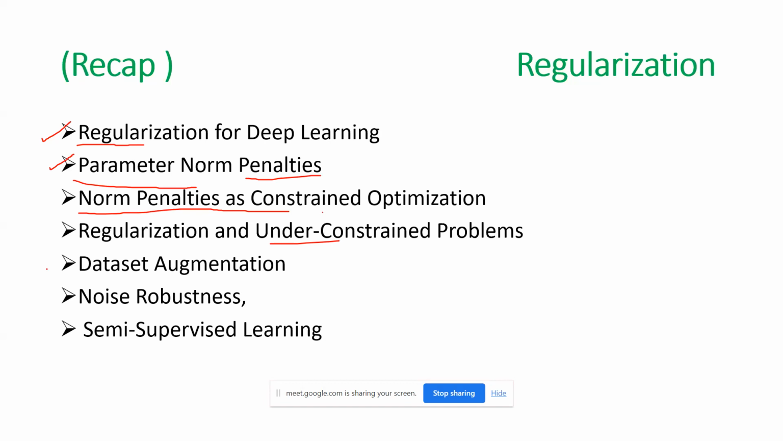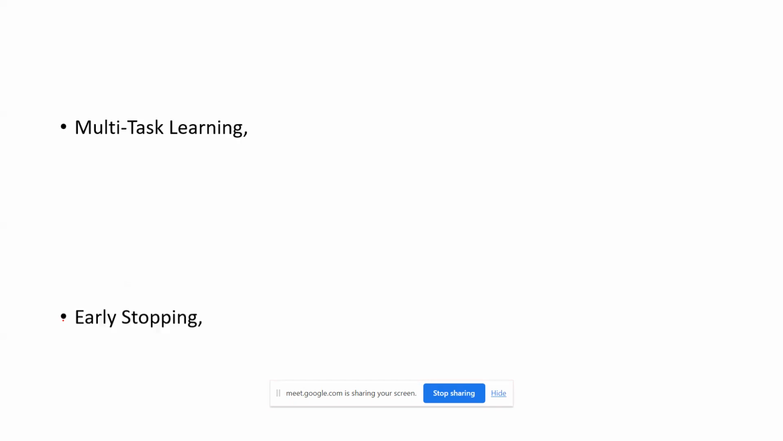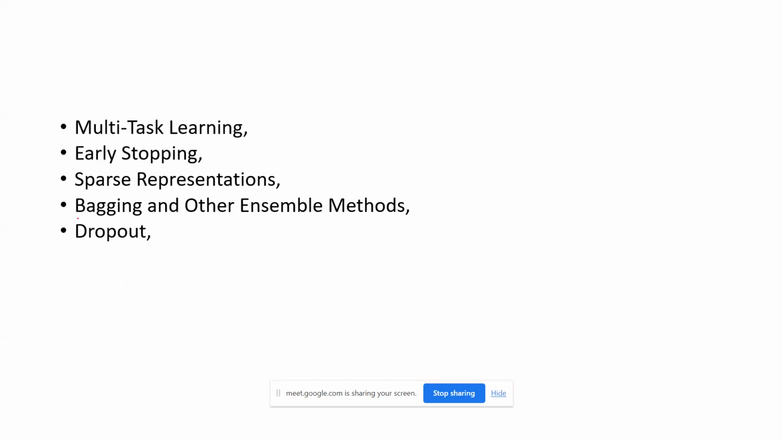And also we have discussed data augmentation. So this is also one of the regularization techniques, noise robustness and semi-supervised learning. And also we have covered multitasking, early stopping, sparse representation. So these topics we have already covered. So the last topic which we discussed in the last class is bagging and other ensemble methods. So these other ensemble methods are used for regularization.